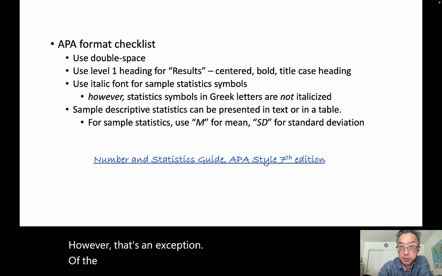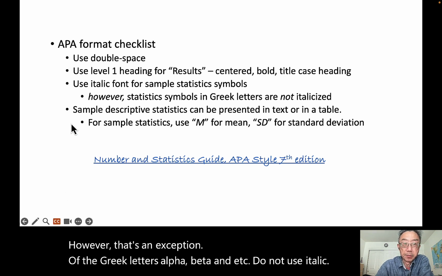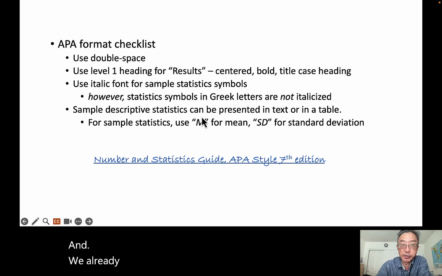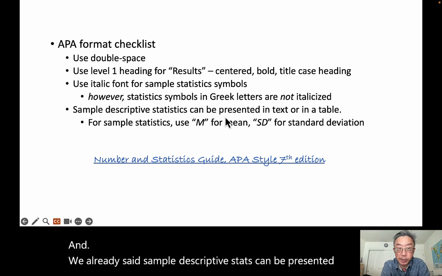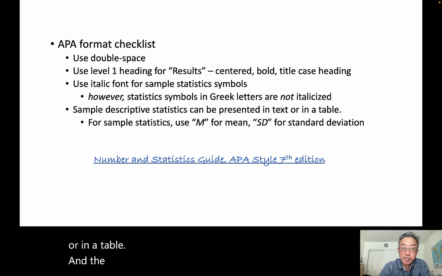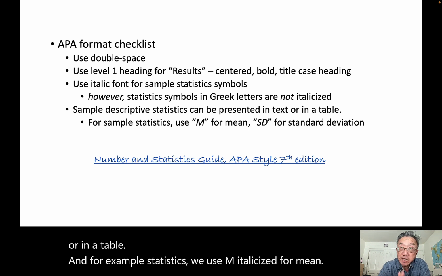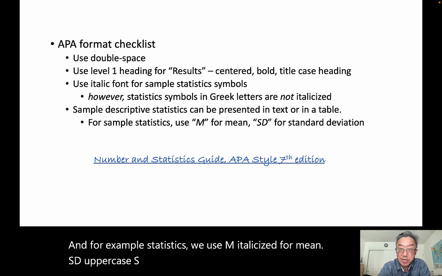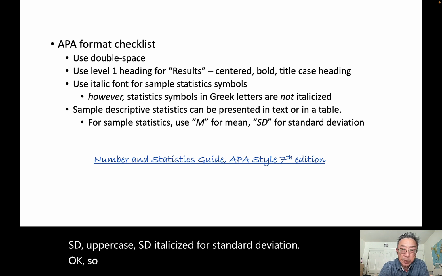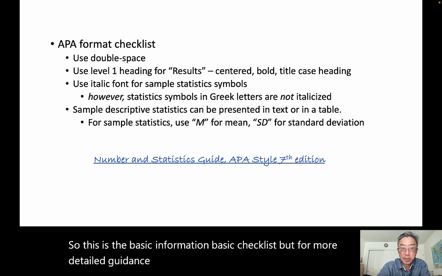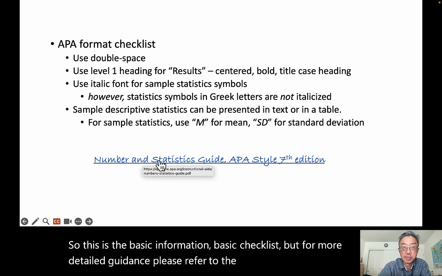Greek letters, alpha, beta, etc., are not italicized. And we already said sample descriptive stats can be presented in text or in a table. For sample statistics, we use M, italicized, for mean, and SD, uppercase and italicized, for standard deviation.